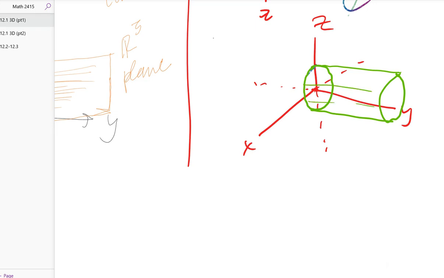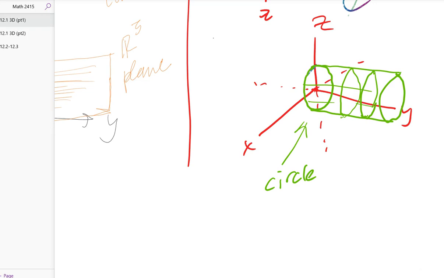So essentially what you do is you just draw your circle and then you just continue that circle out in the direction of the letter, the axis, that is not represented in the equation. So since there's no y, it's parallel to the y-axis. It's going in the y direction.